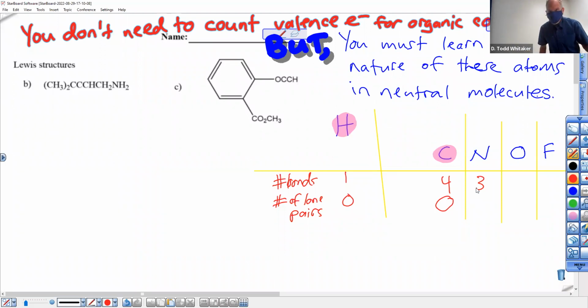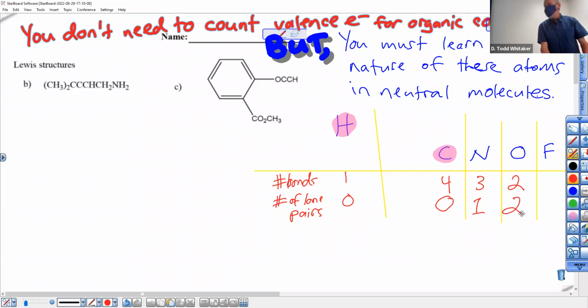Most atoms in organic chemistry strive for an octet, where there are 8 electrons around that atom. How does nitrogen get an octet when it only has 6 electrons and 3 bonds? It has 1 lone pair. Think about water for oxygen. 2 bonds to hydrogen. How many lone pairs? You've only got 4 electrons around oxygen now. You need 2 lone pairs.